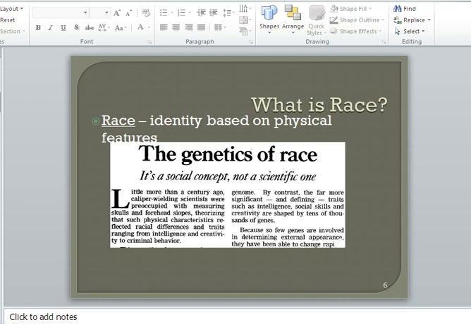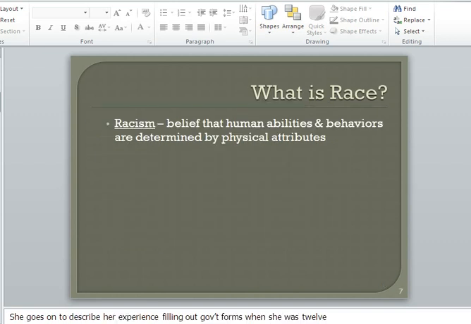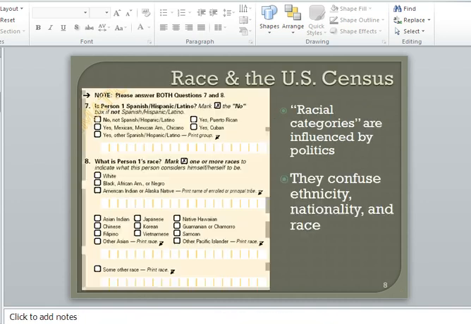So what we're really doing when we talk about race is looking at physical features and physical characteristics. And the concern is that racism is this belief that human ability and behavior are determined by their physical attributes, and that when we are acting on those beliefs, then we are beginning to introduce prejudice related to racism.